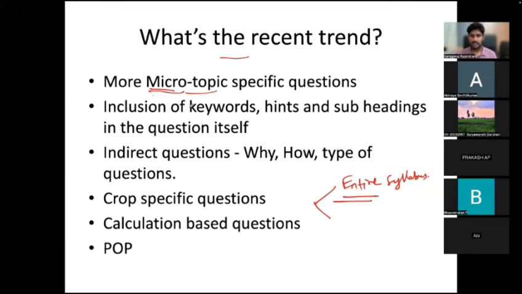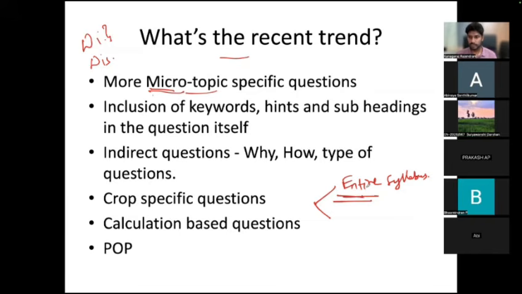Earlier, mostly they ask one single general question. Discuss the application of remote sensing in agriculture, or discuss the application of molecular markers in agriculture. But nowadays they are asking in-depth application, very specific application for a particular topic. So in that case, you need to cover the syllabus thoroughly.